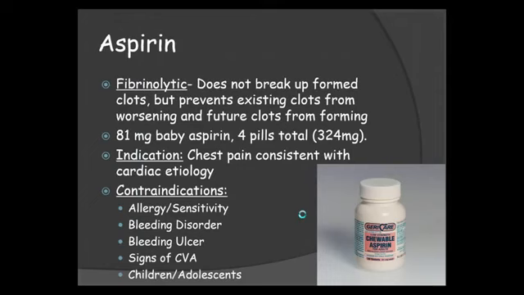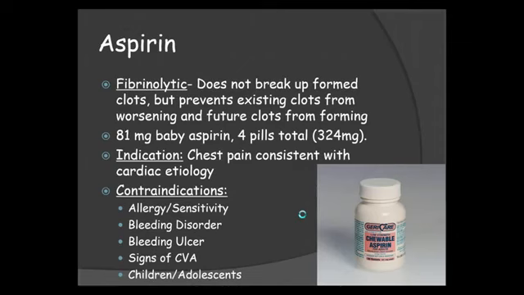The standard dose is 81 milligram baby aspirin, 4 pills total, for a grand total of 324 milligrams. Some services carry 325 milligram aspirin. If this is the case, one aspirin is sufficient. Check your protocols versus what you have on hand. Aspirin is indicated for chest pain consistent with cardiac etiology. This means if you feel like their heart's involved, give aspirin.